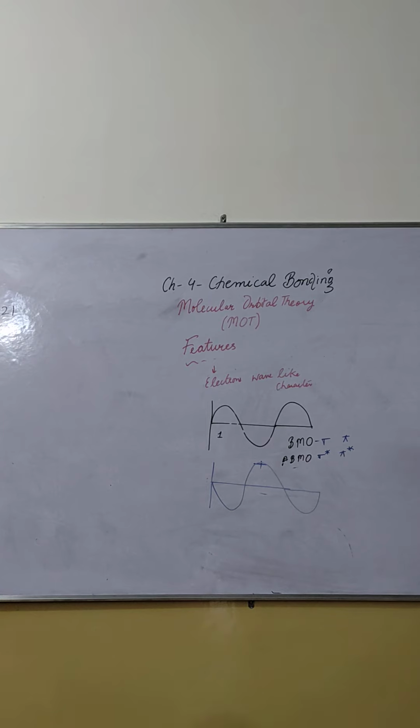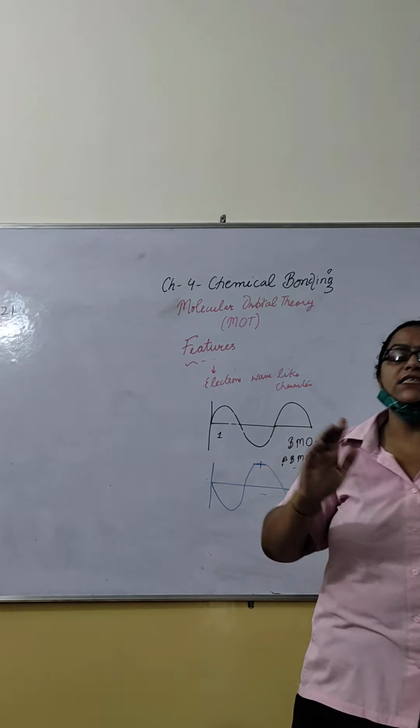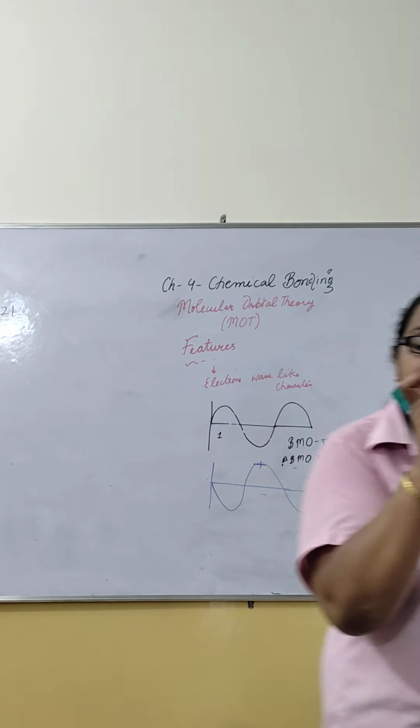Similarly, we will write the configuration for the same also. You remember the shapes of orbitals, s orbital, p orbital. We will make bonding and anti-bonding orbitals also. So kindly draw it with me. And again in this we will fill the electrons, likewise we did in chapter 2, electronic configuration of atoms.